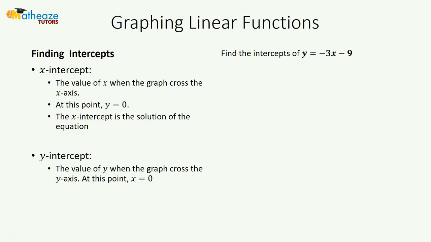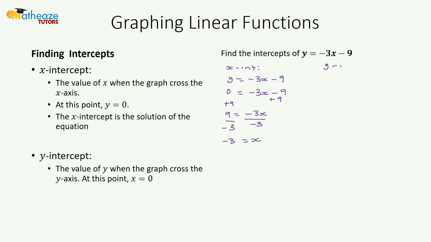Now we're going to apply the same method here. Let's look at the x-intercept for this equation: y equals negative 3x minus 9. So at the x-intercept, y is 0. So 0 equals negative 3x minus 9. So we're going to add 9 to both sides. So 9 equals negative 3x, divided by negative 3. So negative 3 equals x.